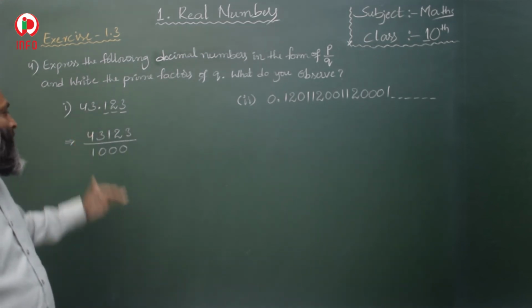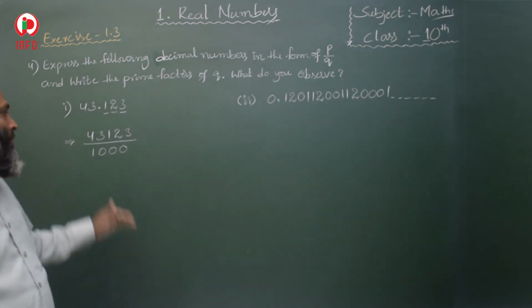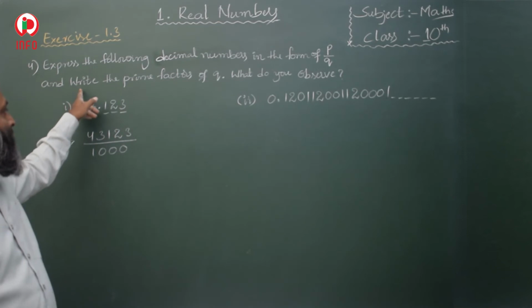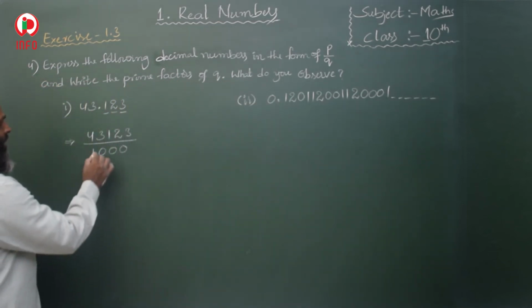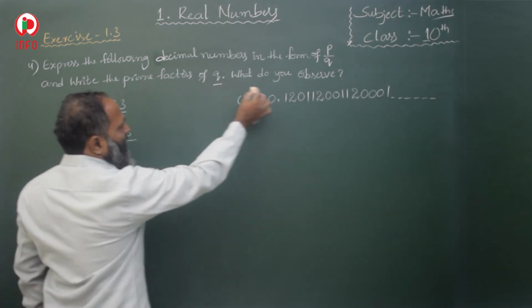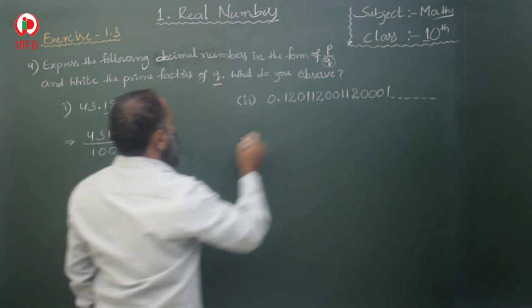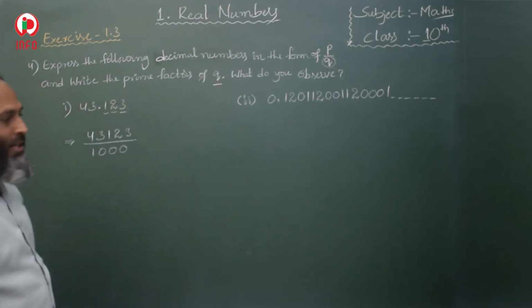Okay. Now it is in the form of P by Q. After writing P by Q, what is he asking? Write the prime factors of Q. Q means denominator. What is Q here? Q means denominator. So denominator prime factors we should write.